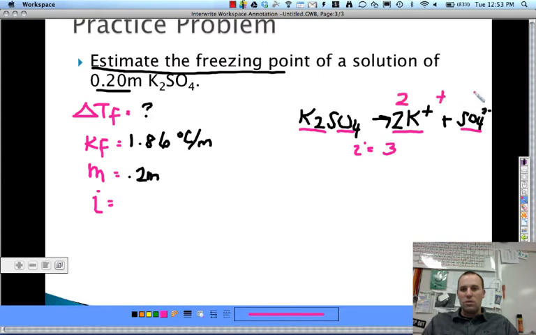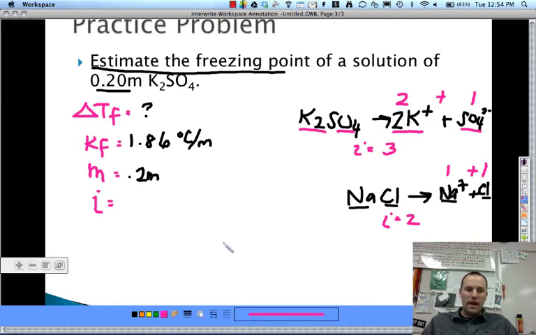2 plus 1. Okay, I'll give you another example just off to the side here. If we were doing sodium chloride, that would break up into sodium and chlorine. Now if you look, there's 1 sodium, 1 sodium, 1 chlorine, 1 chlorine. This one's already balanced. So I for this compound is 1 plus 1, 2. Okay, and we'll go over that a little more in class, but hopefully that makes sense to you right now. So I for K2SO4 is equal to 3.